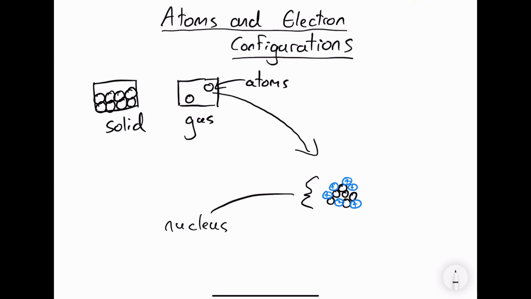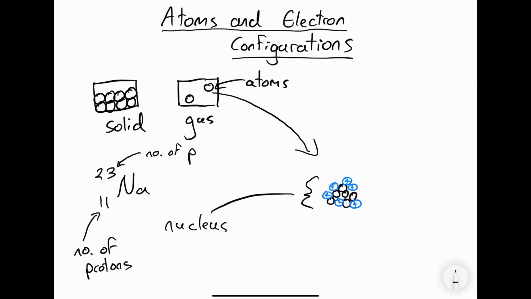Now when we see an element in the periodic table, something like sodium, Na, it has an atomic number of 11 and a mass number of 23. Now the atomic number, or the proton number, is the number of protons. And the mass number, or the relative atomic mass, is the number of protons added to the number of neutrons.